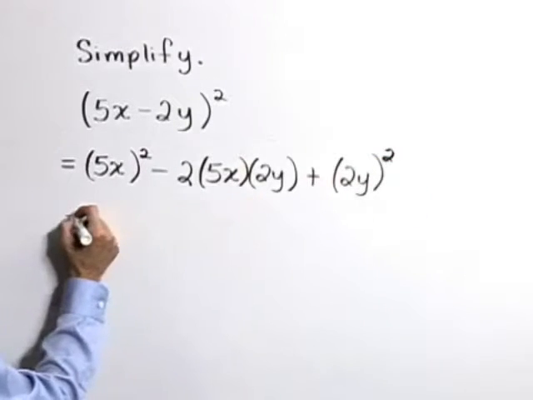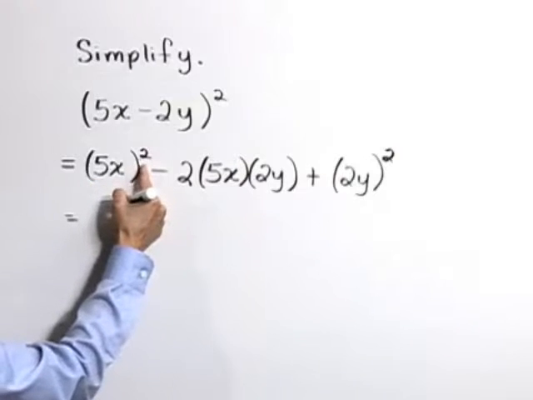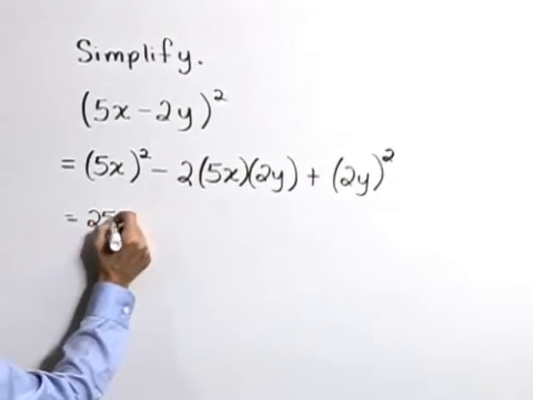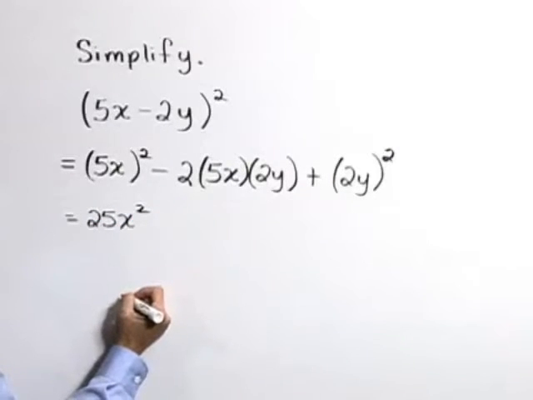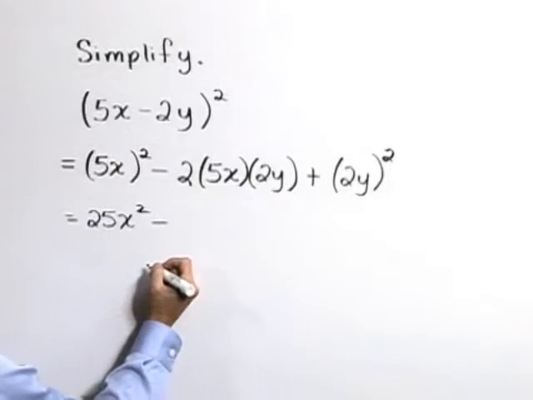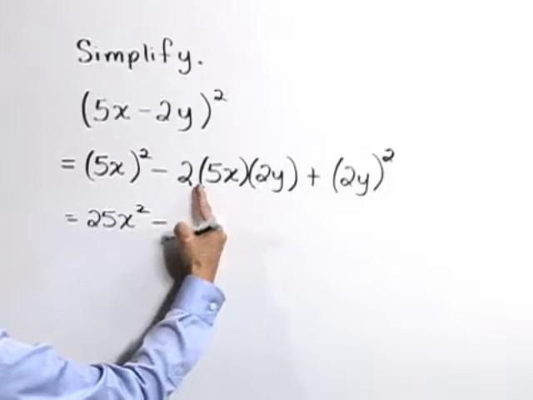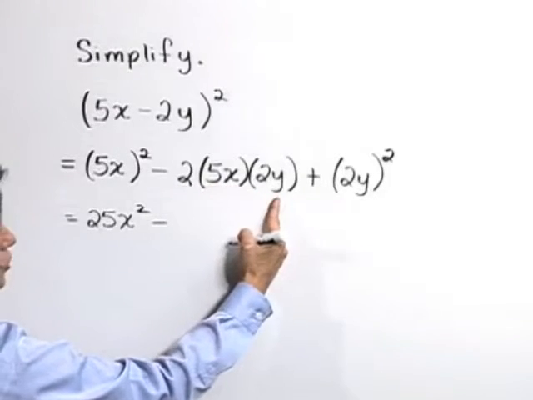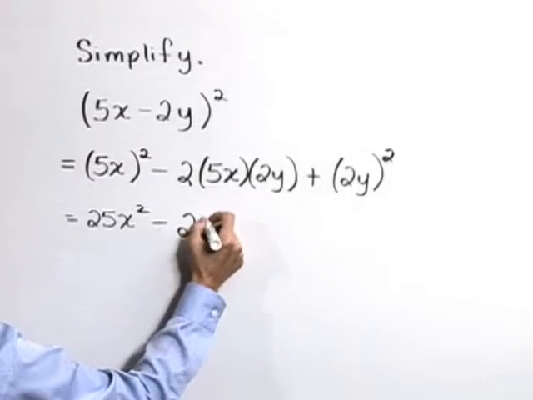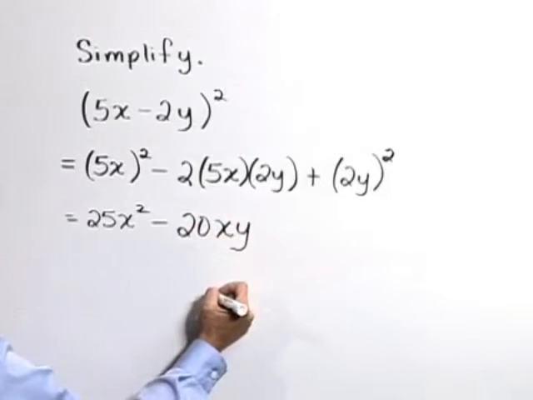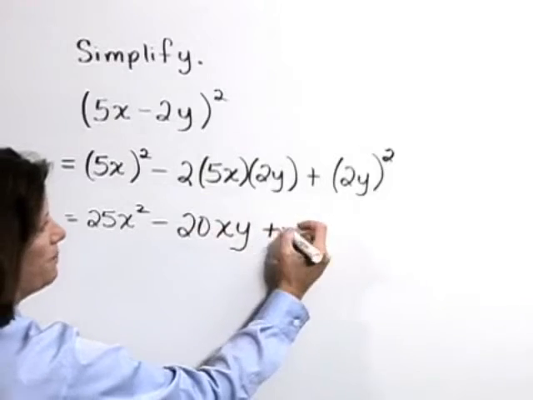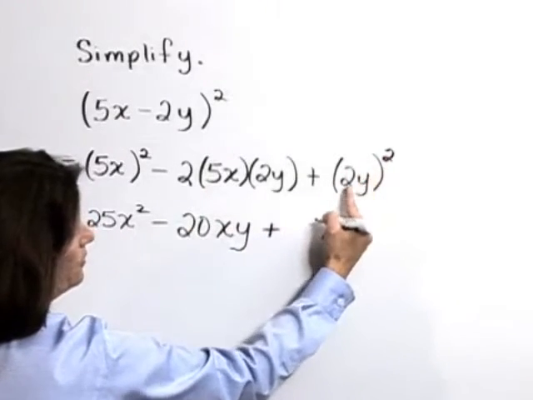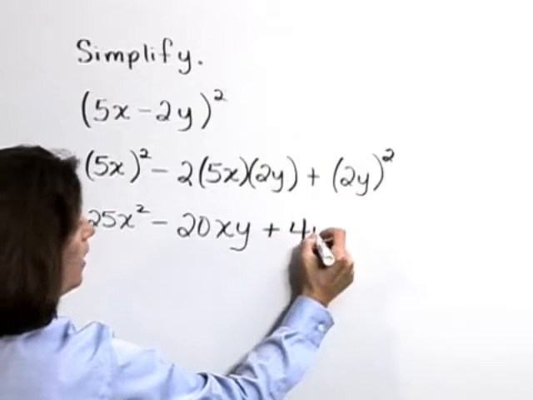Now let's simplify what we have here. (5x) quantity squared, squaring both pieces of this product, gives 25x squared minus our product in the middle. 2 times 5x is 10x times 2y gives a 20xy. And lastly, squaring each of these product pieces, 2 squared is 4 and y squared.